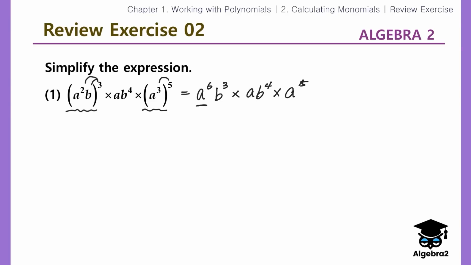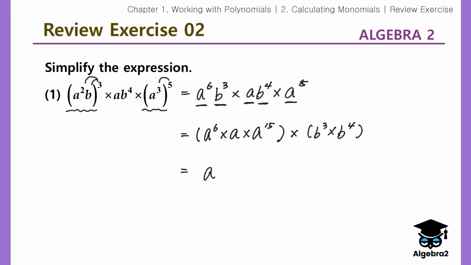So we have a variable a here. So we're going to multiply a to the 6 times a to the 15, times now we have b cubed times b to the 4. So that is equal to a to the, this is all multiplication, so we're going to have to add them, right? 6 plus 1 plus 15. That's 7. 7 plus 15, that's 22. And b to the 3 plus 4, that's 7, right?